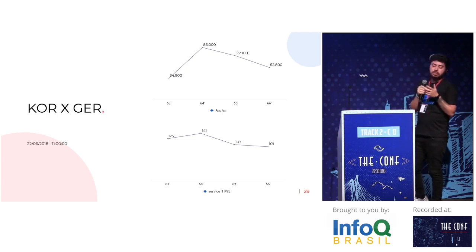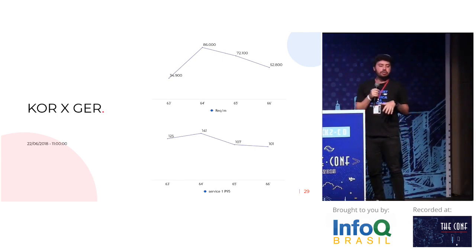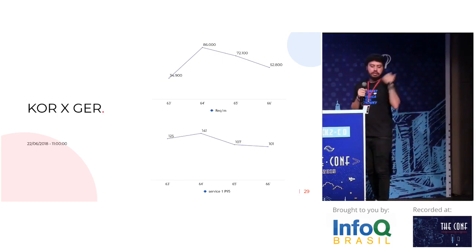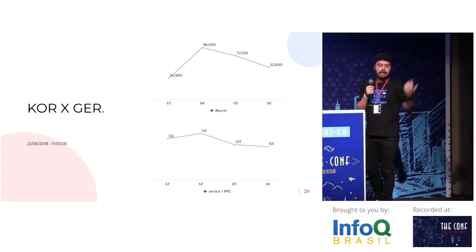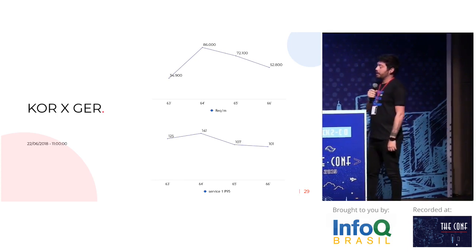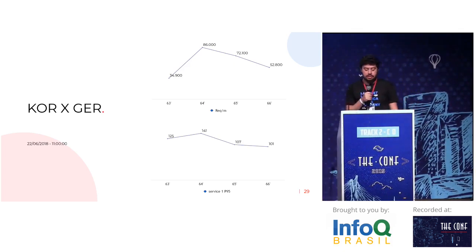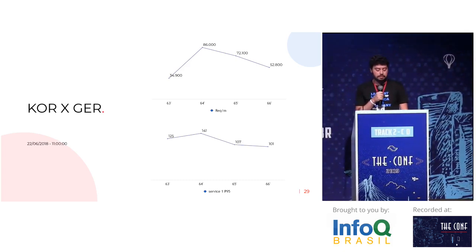At minute 63, we have 34,000 users trying to watch, and at minute 64, the number more than doubled. We go to 86,000 users. Then at minute 65, the number decreased a little bit, and at minute 66, it decreased a little bit more.